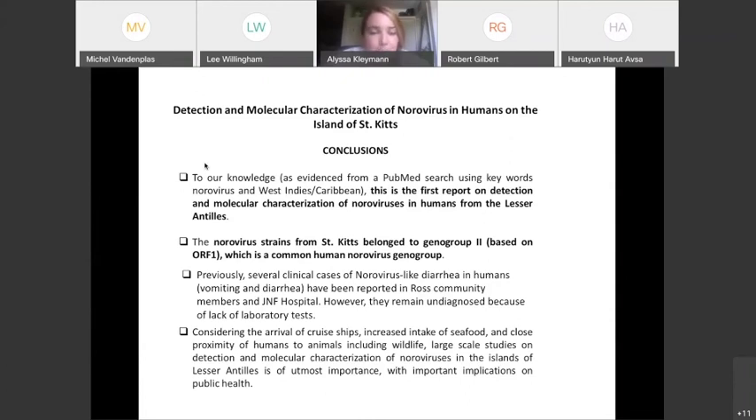laboratory tests. So considering the arrival of cruise ships, increased intake of seafood, and close proximity of humans, I suppose once the world opens back up, large-scale studies on the detection and molecular characterization of noroviruses in the islands of the Lesser Antilles are really important because they have implications on public health.